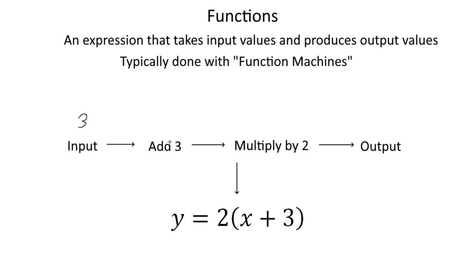Now we have to add 3 to it, so it's going to be 6. And then we multiply it by 2. So 6 times 2 is 12. And then the output is quite literally given as 12. So we get an input of 3, and we get an output of 12.